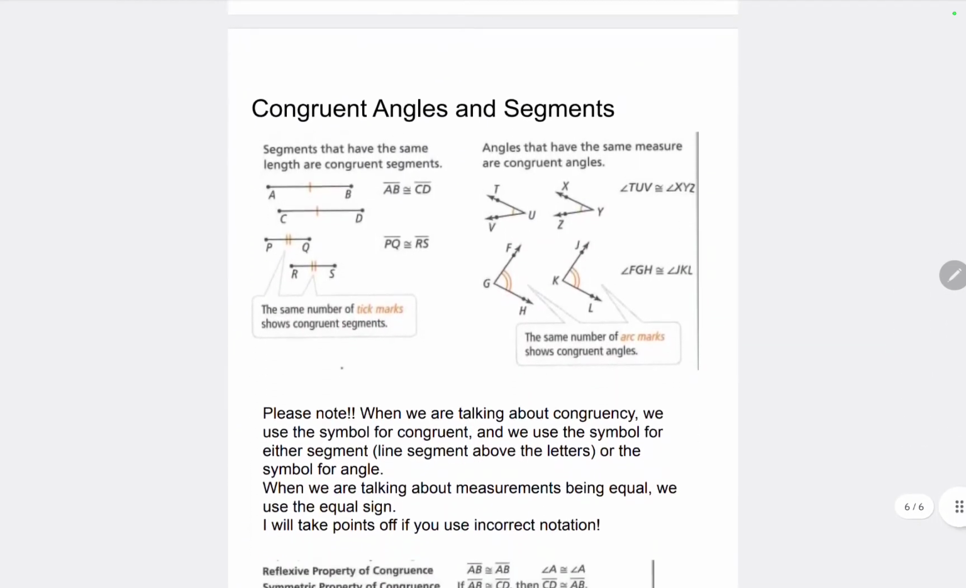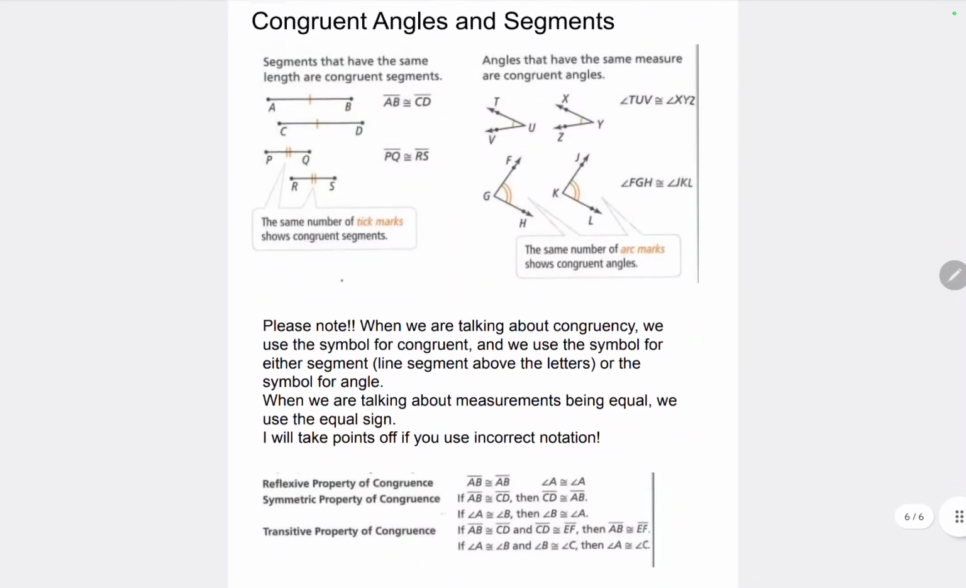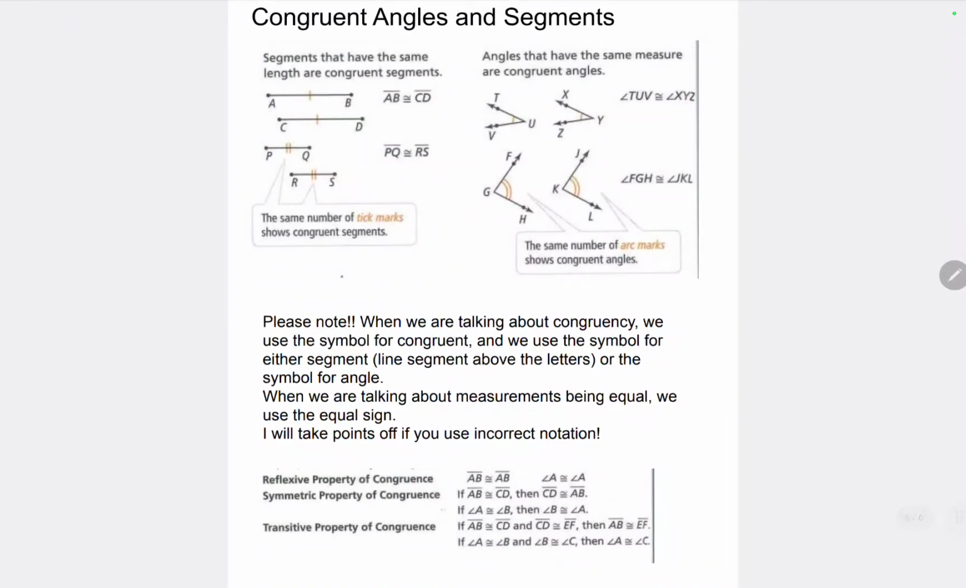Let's look at this. Congruent angles and segments. Segments that have the same length are congruent segments. Notice AB is congruent to CD. They each have 1 tick mark on them. PQ is congruent to RS. They have 2 tick marks.